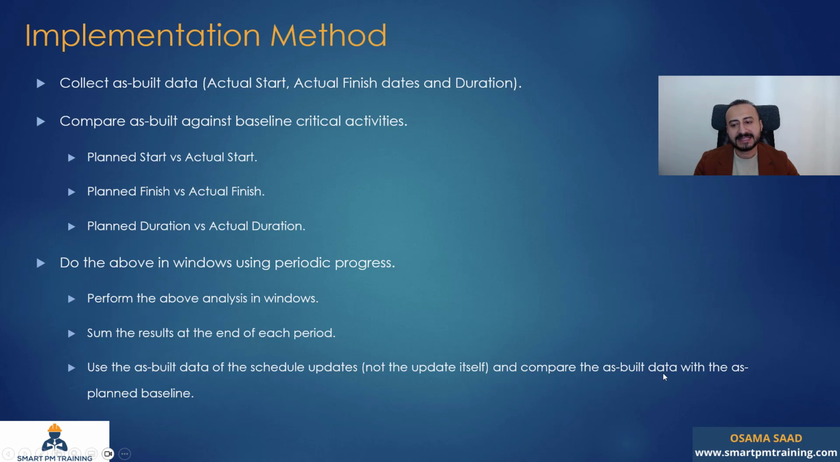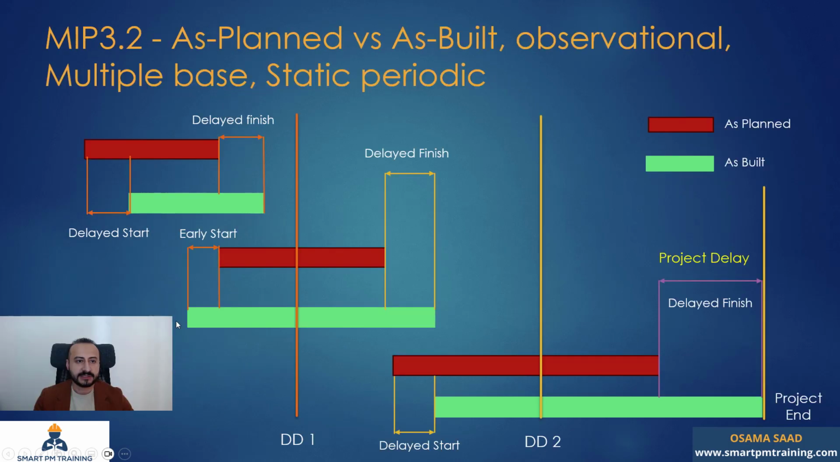We will compare the as-built data with the as-planned baseline. Okay, so this is very similar to what we have seen in the 3.1. In the 3.1, you have one table, right? You list the critical path activities, you show the planned, and you populate the as-built or actuals against the planned, and you have gross review or analysis. But in the 3.2, you will not do that in one shot. You're gonna do it in periods.